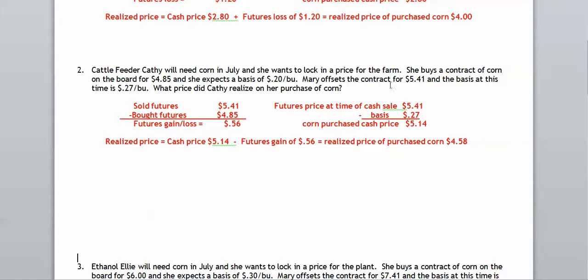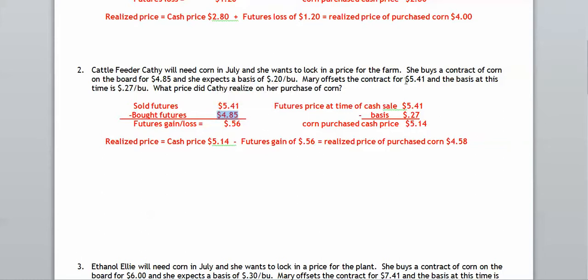Kathy offsets the contract later. She initially bought, so now she's going to sell at 5.41. And the basis at this time is 27 cents, not the expected 20 cents. What price did Kathy realize on her purchase of corn? Okay, so she initially bought futures at 4.85.